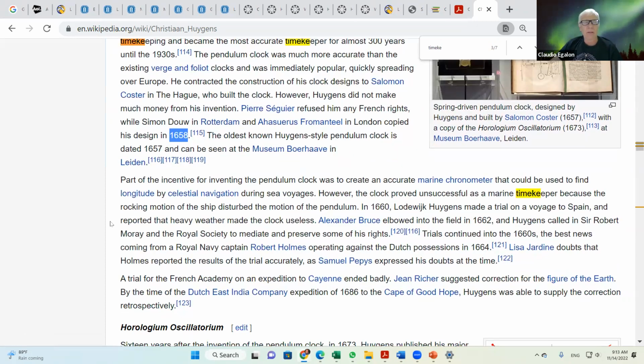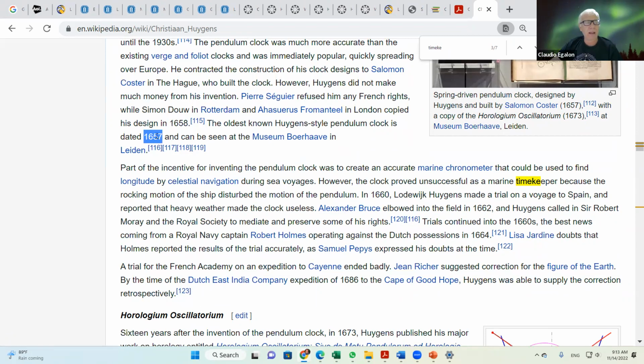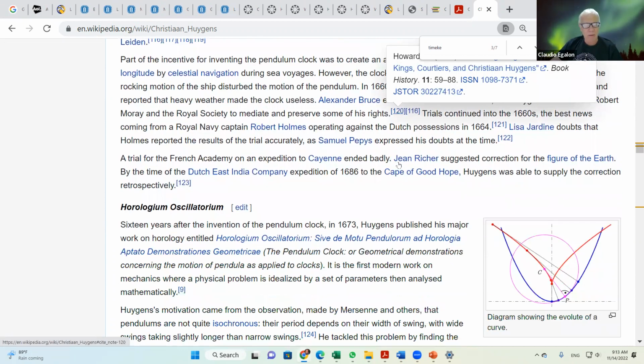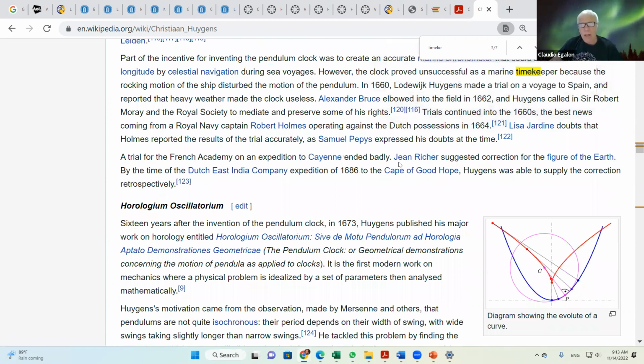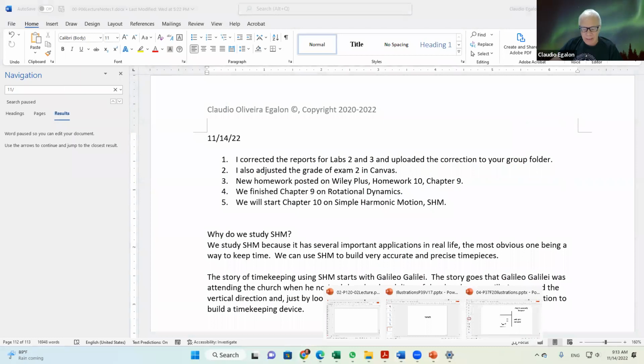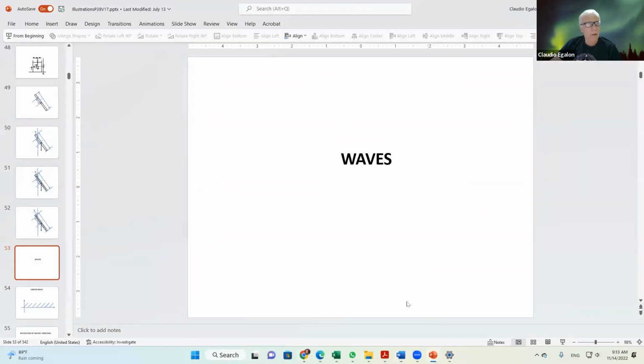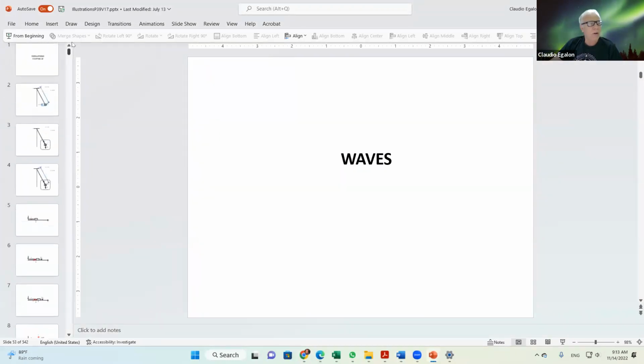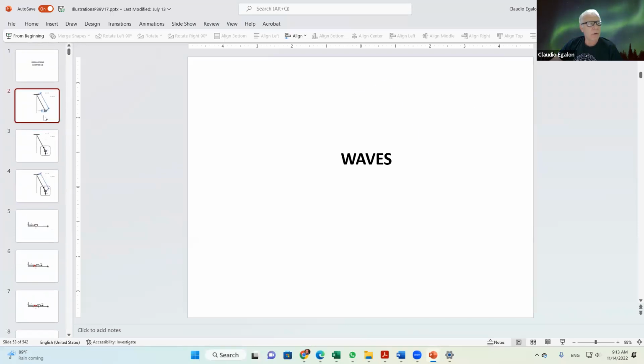The oldest known Huygens-style pendulum clock is dated 1657 and can be seen at the Museum of Verheyen in Leiden. Okay, so this type of device was 60 times more precise than existing mechanical devices, and all of it was based on simple harmonic motion. Okay, and that's what we are going to talk about. So that's just a little historic introduction to the importance of simple harmonic motion.